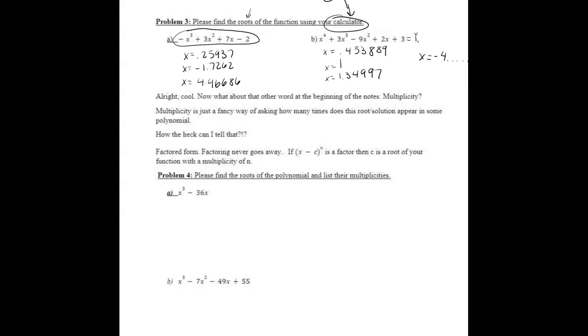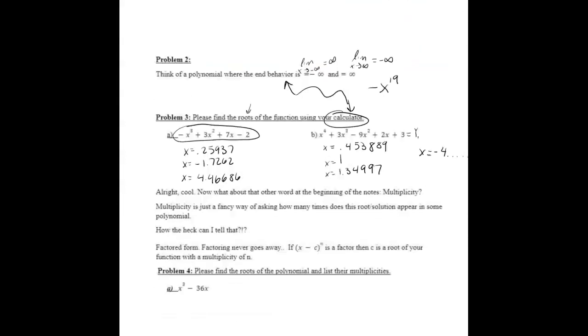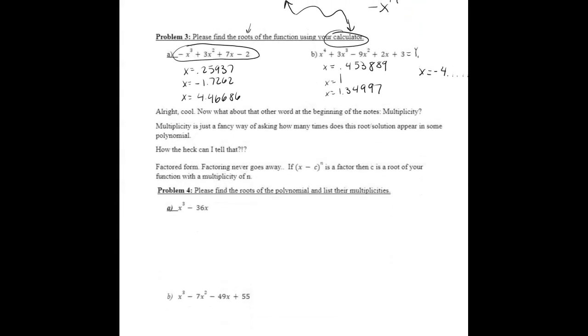So, one way to tell is factoring. Factoring never goes away, so if I have a factor of x minus c to the n, then c is a root of our function with a multiplicity of n. So n is always going to be how many times it appears in the polynomial.